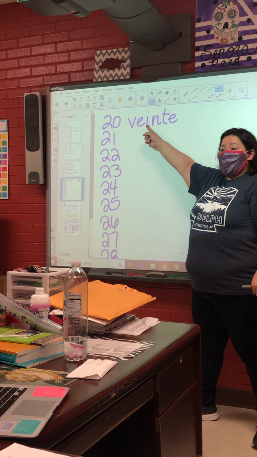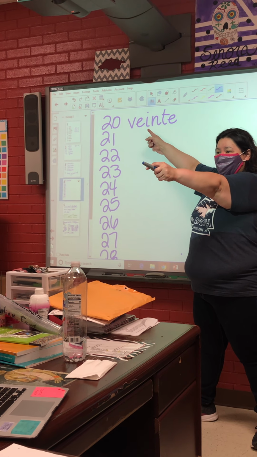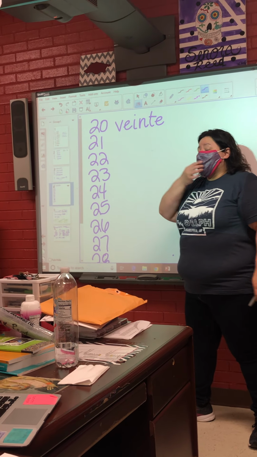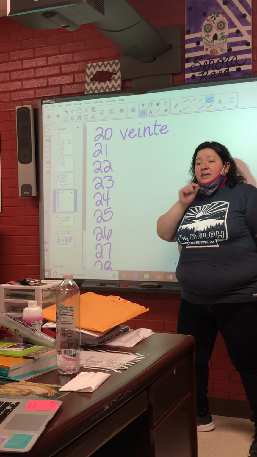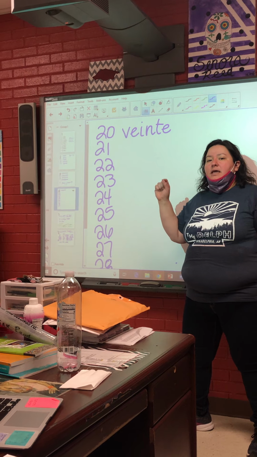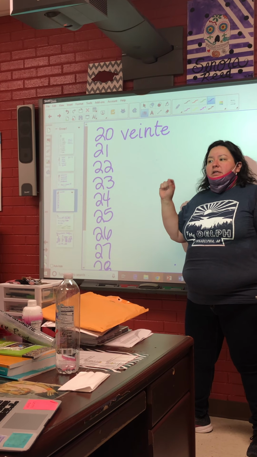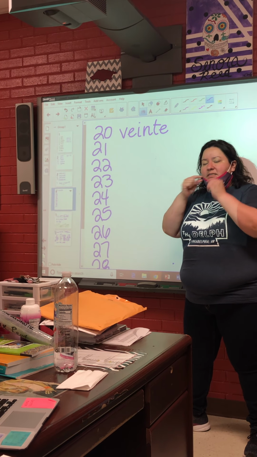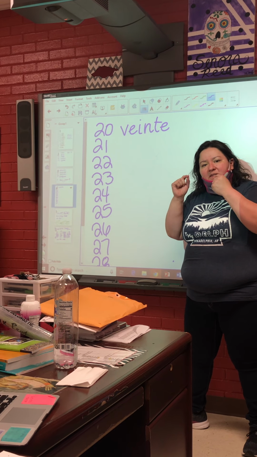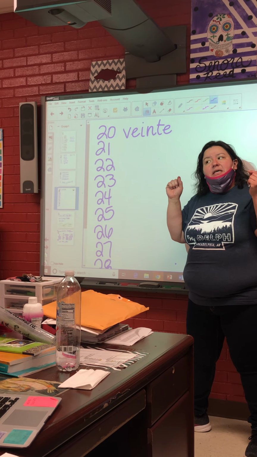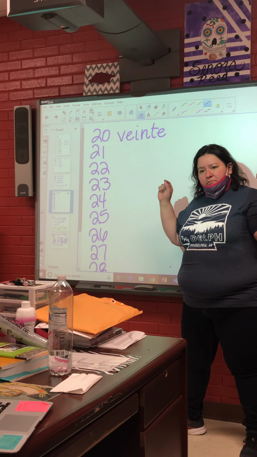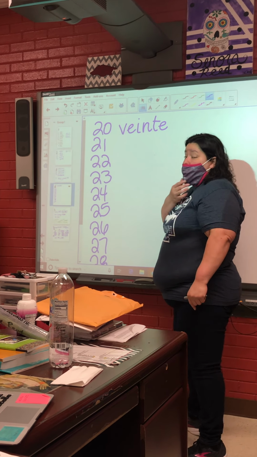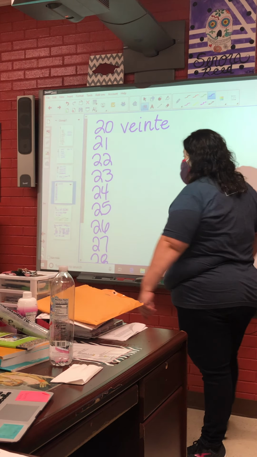Okay. So, the thing about the V in Spanish, it's a very soft V, almost a B. So you're not going to say it with a hard V. Your teeth barely graze your lip. Okay? So it's almost like a B. So, clase, repitan por favor, 20. 20. Okay? Now, back to our math.